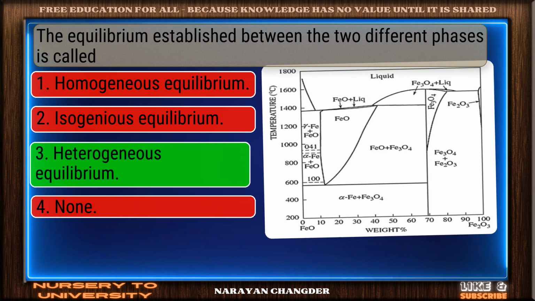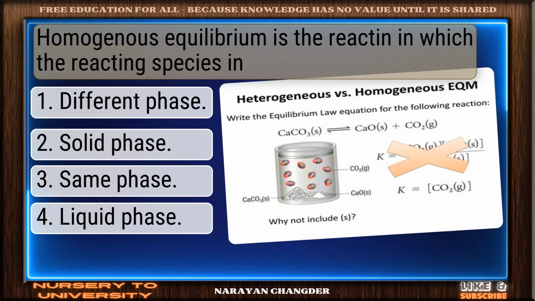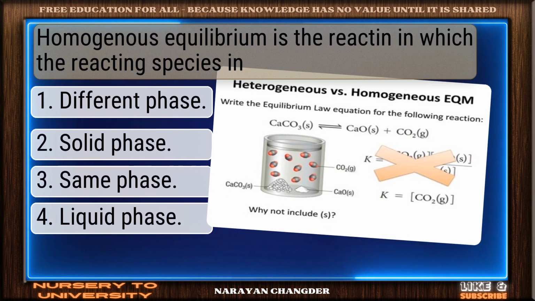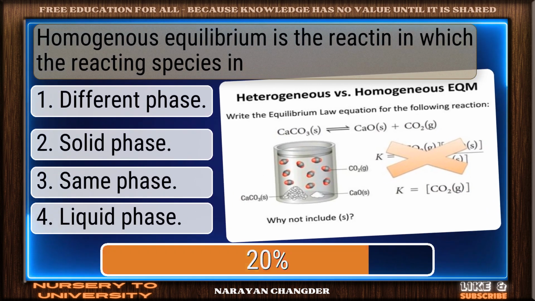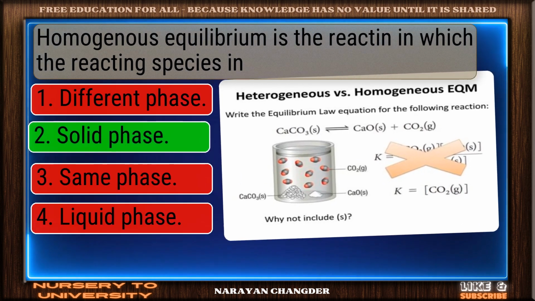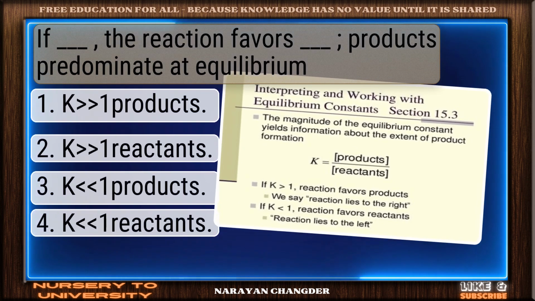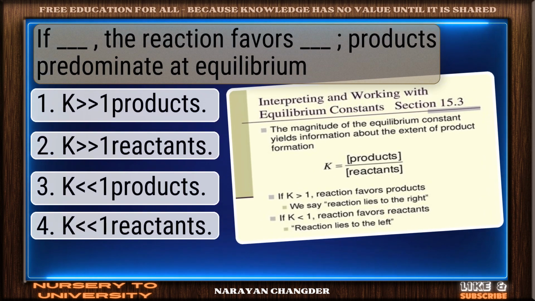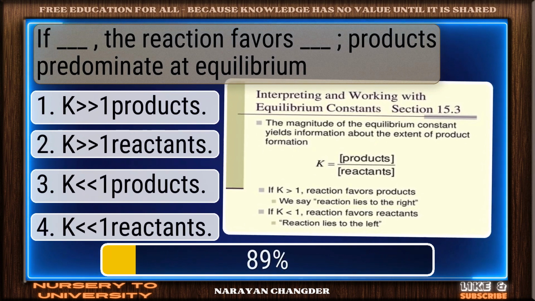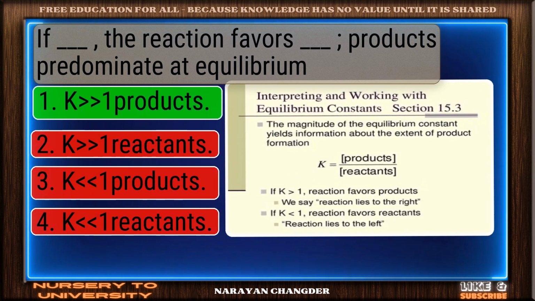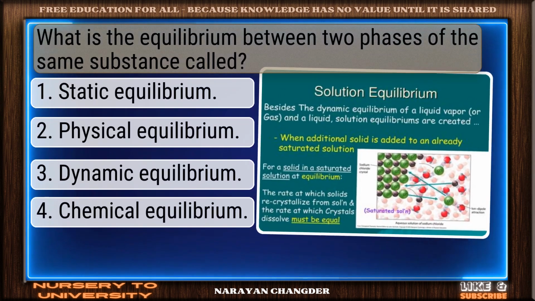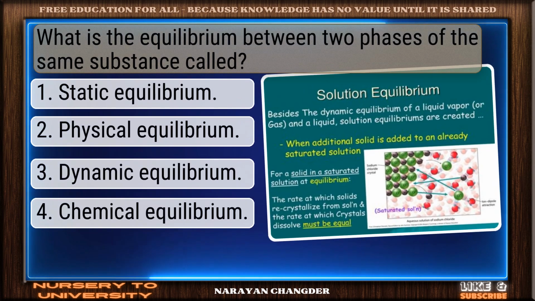Excellent work. Heterogeneous equilibrium. Homogeneous equilibrium is the reaction in which the reacting species are in. Bravo. Same phase. If dash, the reaction favors dash, products predominate at equilibrium. K greater than 1, products, is correct. What is the equilibrium between two phases of the same substance called?